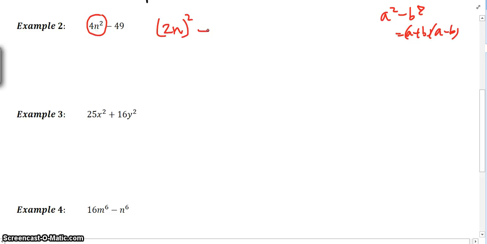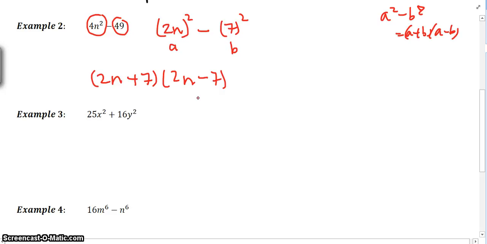Now I'm just going to put a minus there because that's what the question has. It's a minus between them. And what's another way of writing 49? Another way of writing 49 is 7 squared. So once again, what is your a value and what is your b value? Difference of two squares, we can just apply this to the rule, so this becomes 2n plus 7 and 2n minus 7. And that's the fully factorized form in that case.